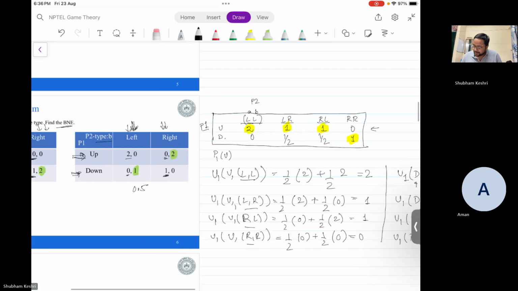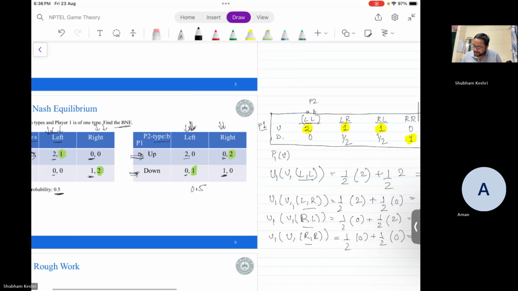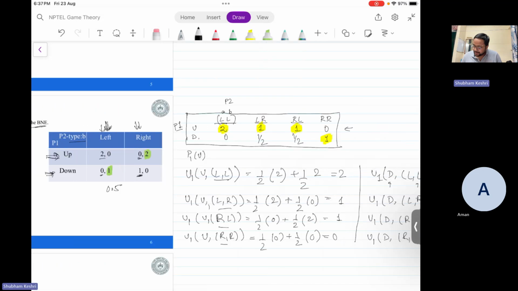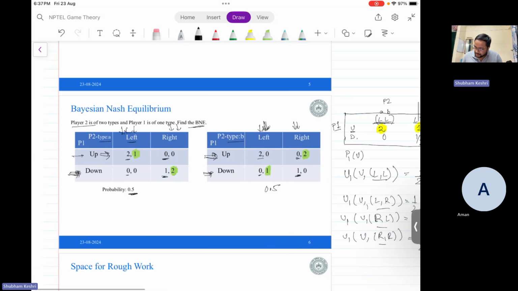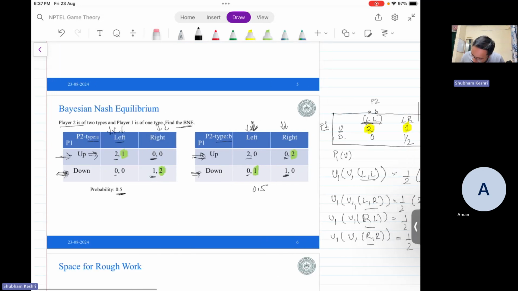Now for LL, suppose player 1 is playing U when the other player is playing LL. So what we will see is whether playing LL is the best response of player 2 when player 1 is playing U. So listen to this very carefully. I am saying, when player 1 is playing U, is playing LL the best response of player 2? You see, when player 1 is playing up and player 2A, the best response is to play L.